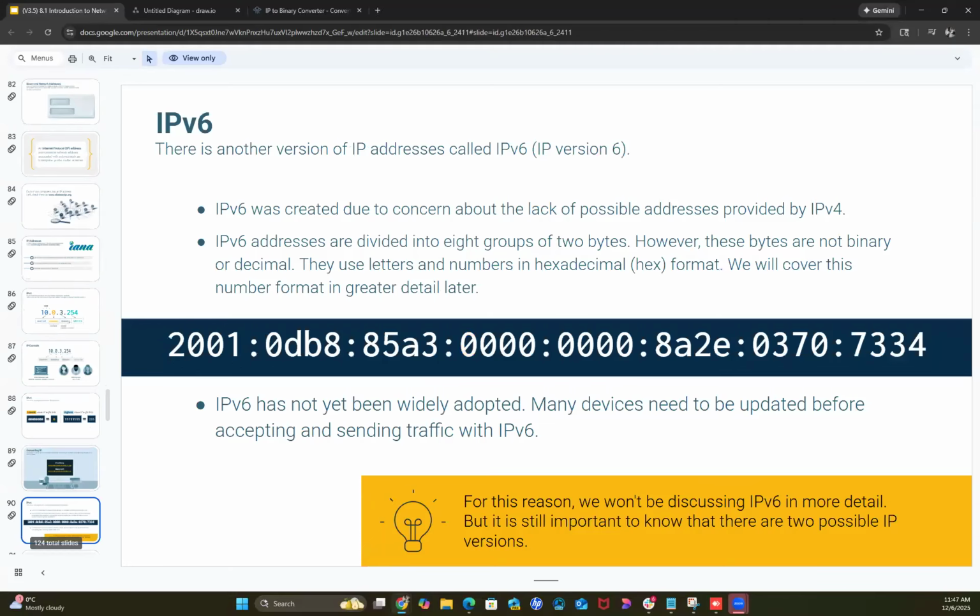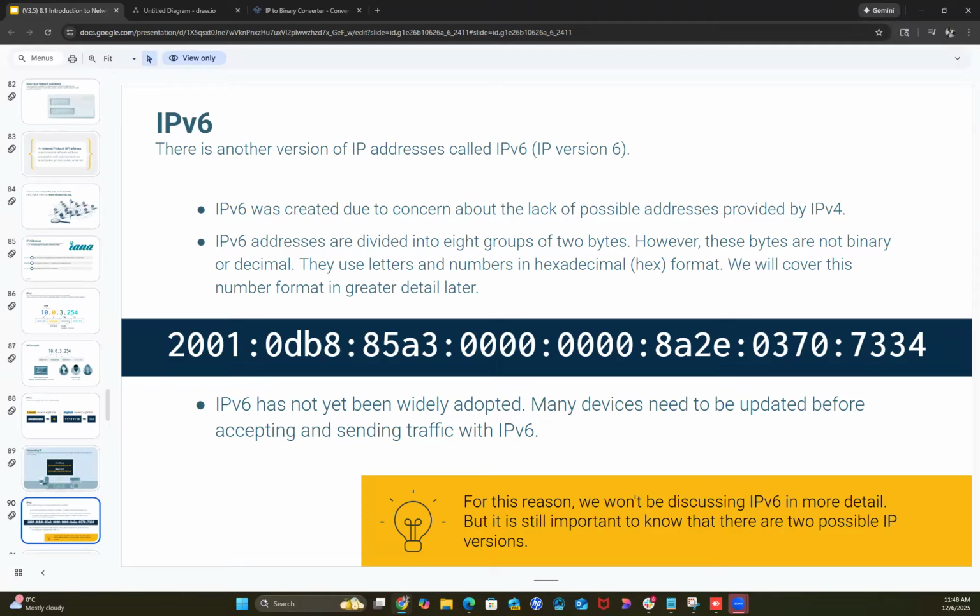And IPv6, there is another version of the IP address called IPv6. IPv6 was created due to the concern about the lack of possible addresses provided by IPv4. IPv6 addresses are divided into 8 groups of 2 bytes. However, these bytes are not binary or decimal. They're using numbers in hexa format.